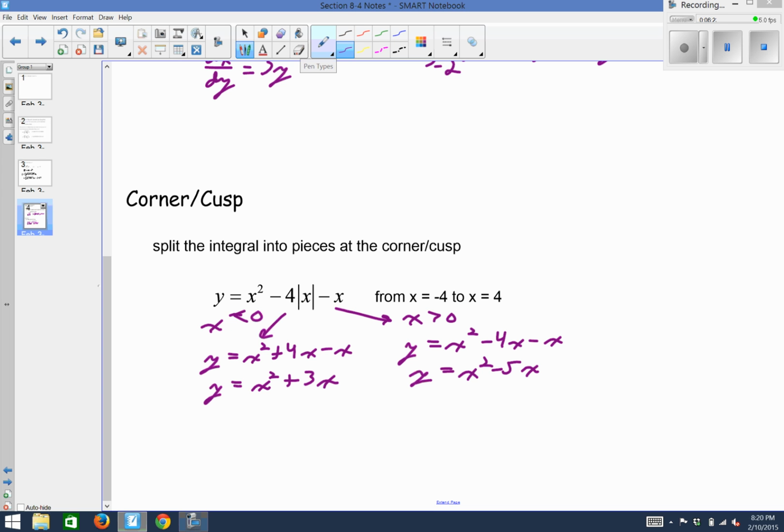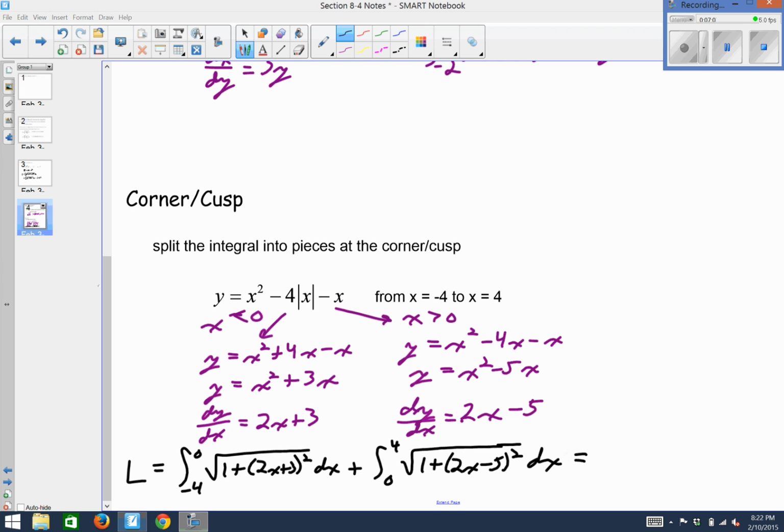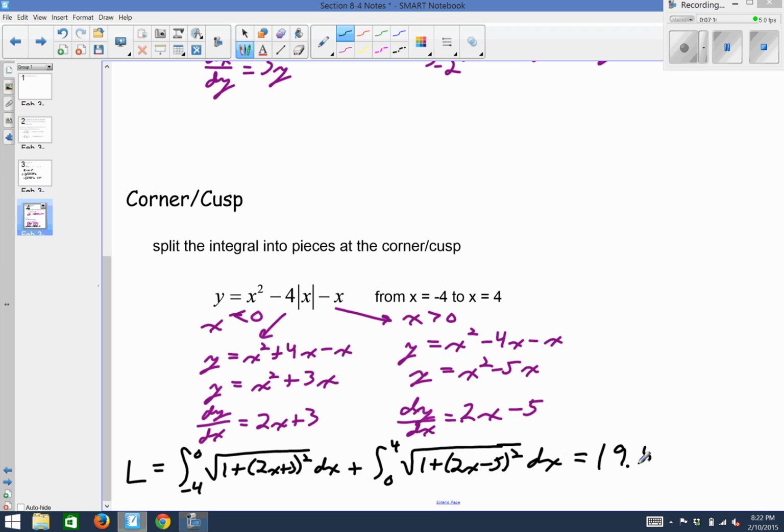So to do this, I do need my dy/dx's. When x is less than 0, dy/dx is 2x plus 3. When x is greater than 0, dy/dx would be 2x minus 5. So my total length is going to be the length from -4 to 0, where the corner is, of the square root of 1 plus the (2x plus 3) squared. And then going from the corner, 0, to 4, of the square root of 1 plus the (2x minus 5) squared. And this will be 19.556.